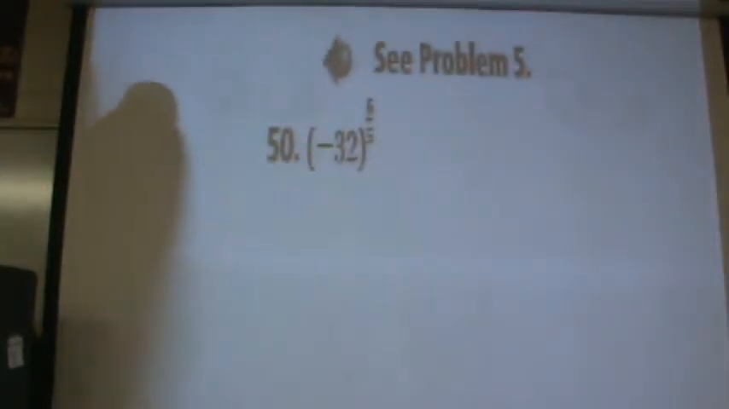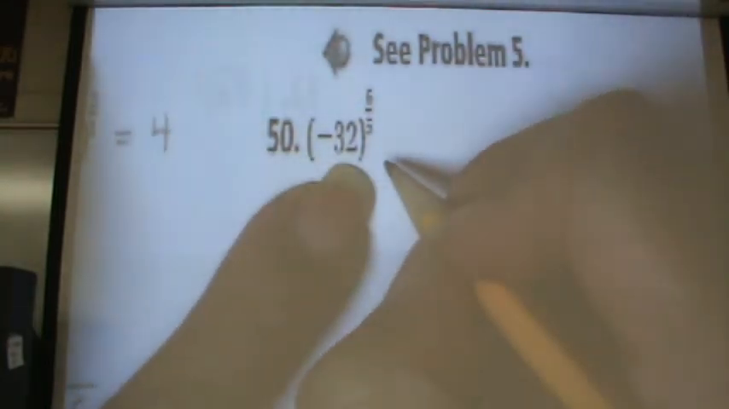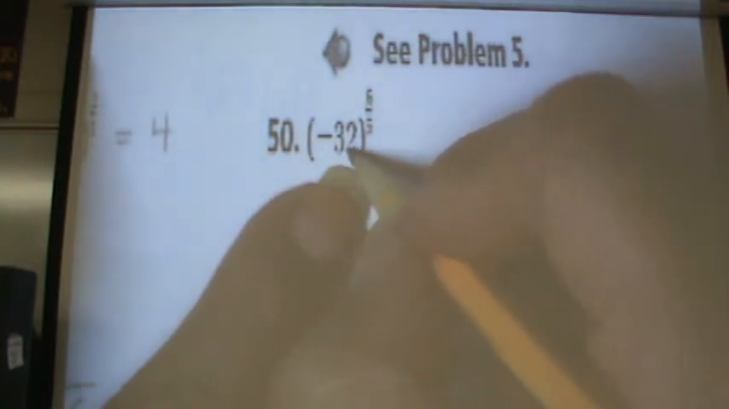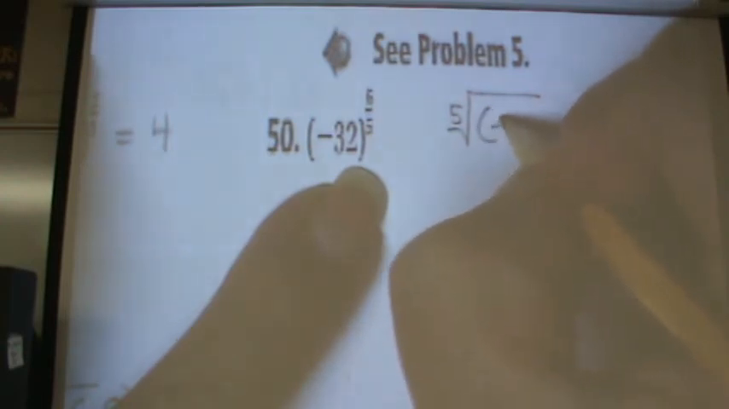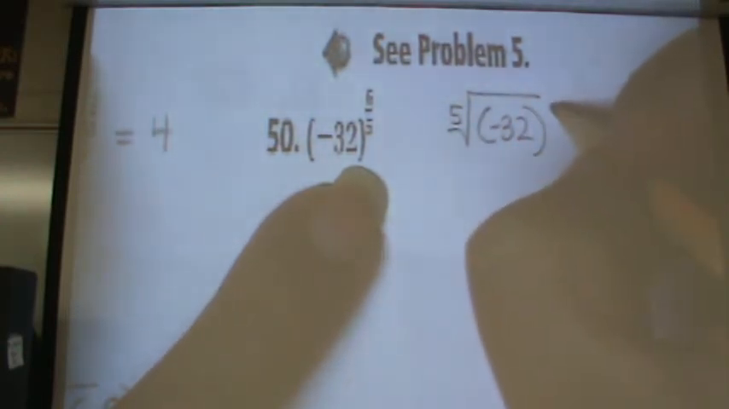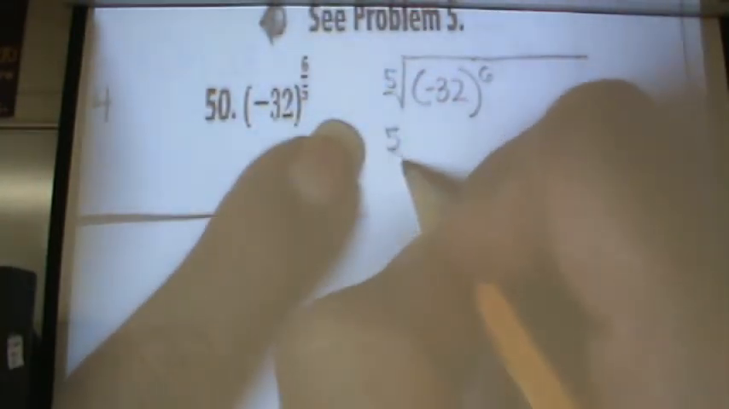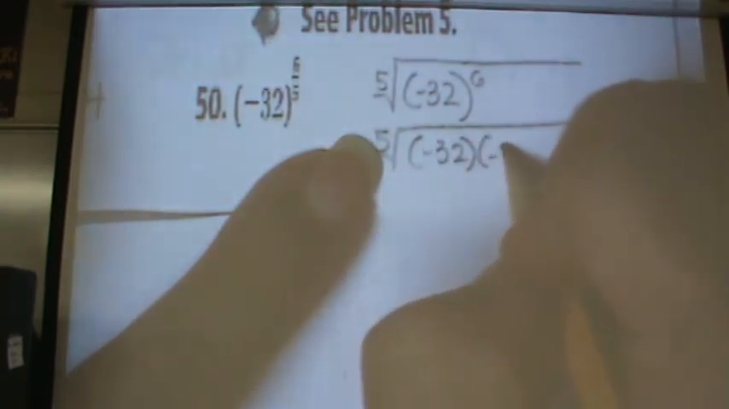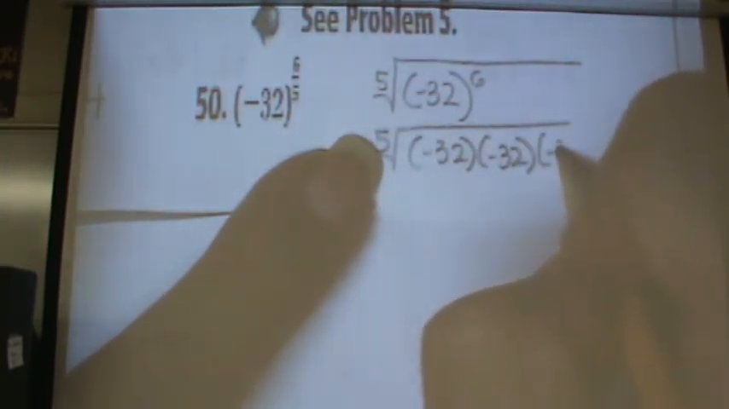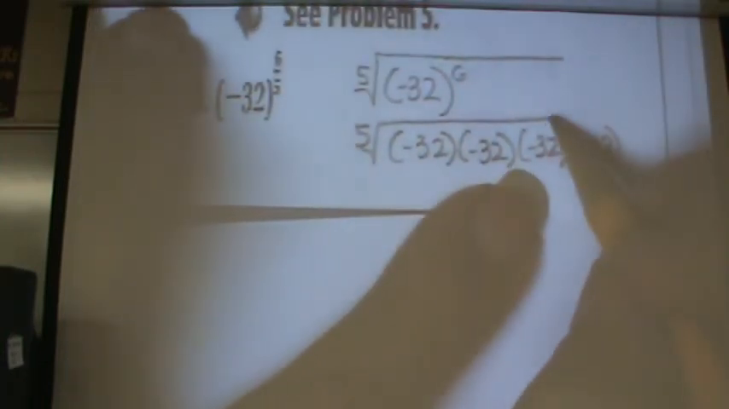Last one. How do you do -32 to the 6/5 power? So it's -32, I want the 5th root. I have -32, how many of them? 6 of them. Okay, if you guys need to write it out, you have 1, 2, 3, 4, and then how many more?